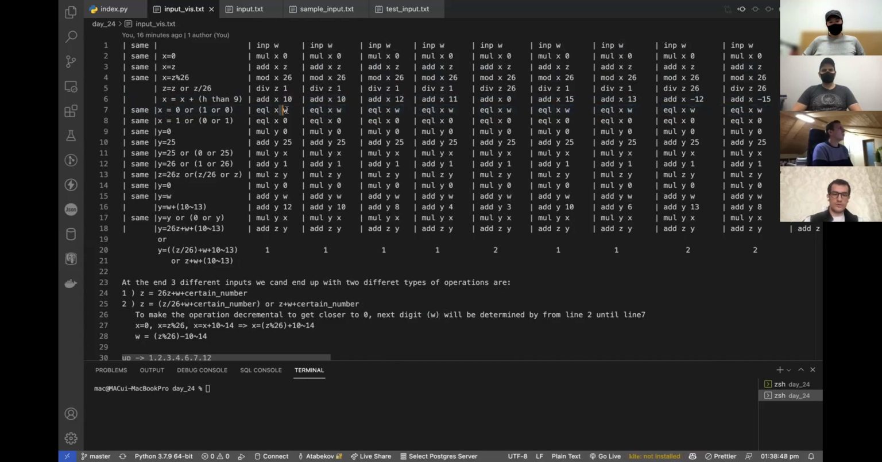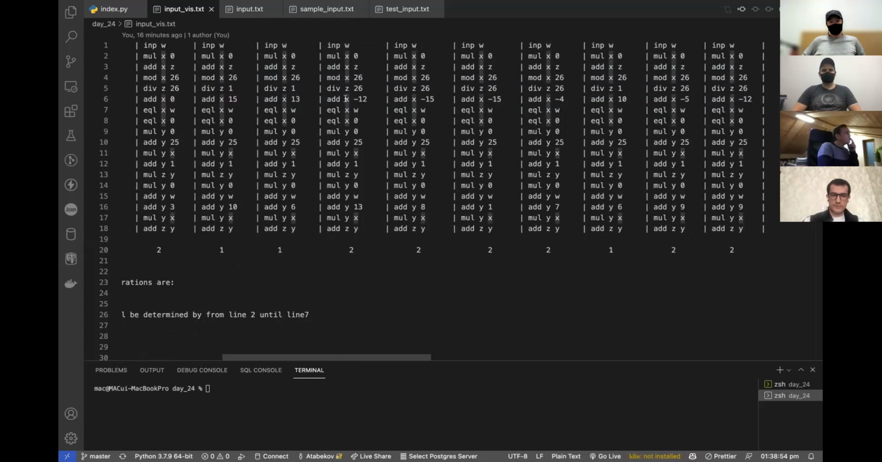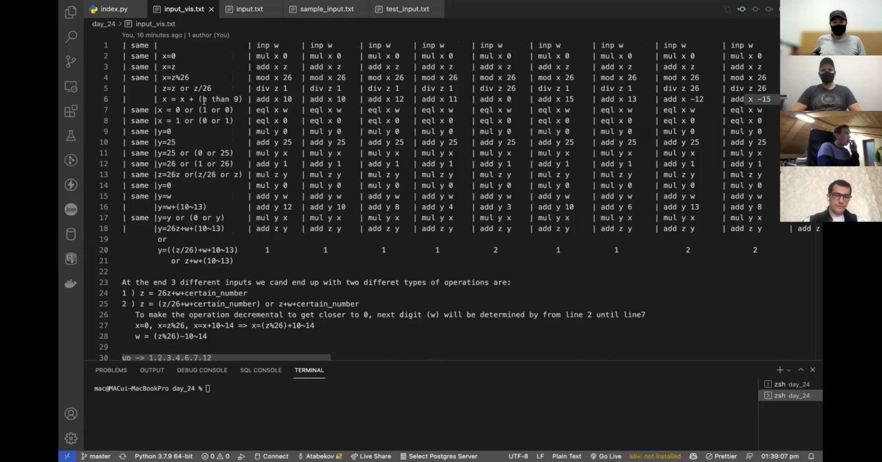Our w is between 1 and 9, and our x is higher than 9 in some of them. But in some of them, surprisingly, our type 2 operations are decrementing our x. So there's a possibility that it might be equal to w, it might be equal to our input. So you see, this is for the type 1 operations. For type 2, it will be lower, and there's a possibility that it will be equal to 9.